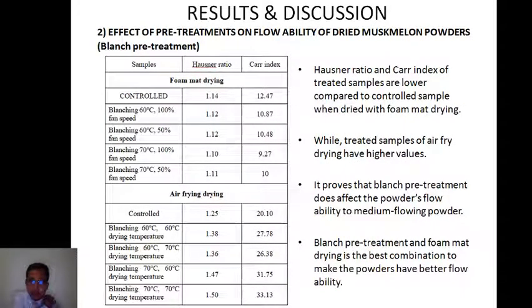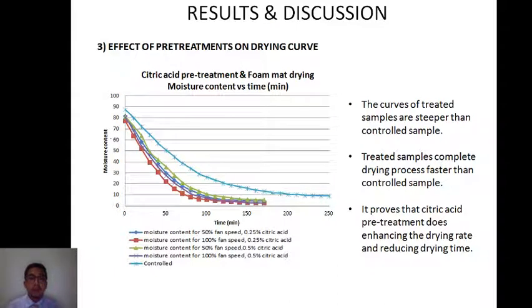Okay, next for the blanch pretreatment, Hausner ratio and Carr index of treated samples are lower compared to control sample when dried with foam drying, while treated samples of air fry drying have higher values. It proves that blanch pretreatment does affect the powder's flowability to medium flowing powder. Blanch pretreatment and foam drying is the best combination to make the powders have better flowability.